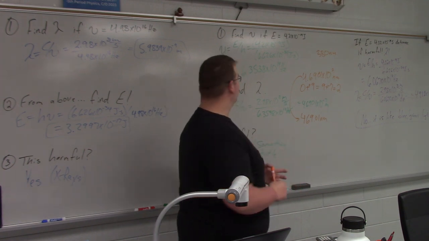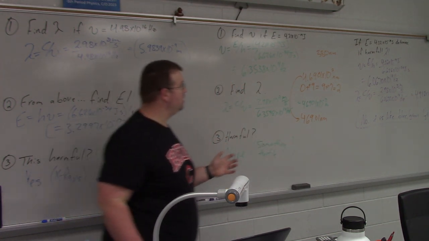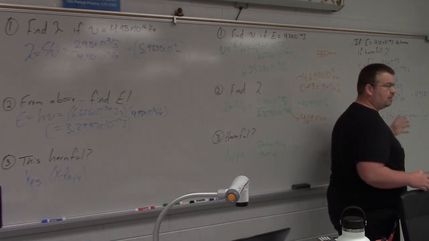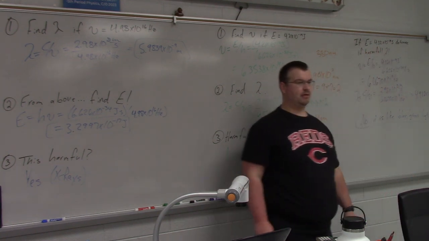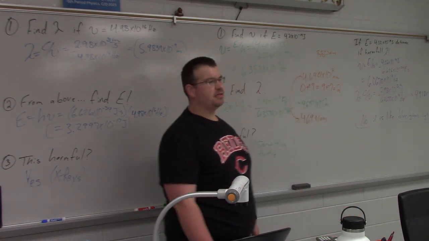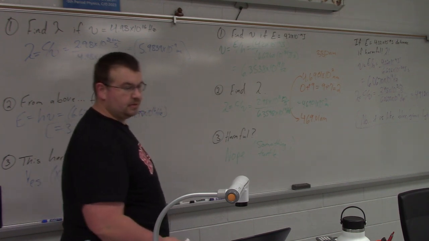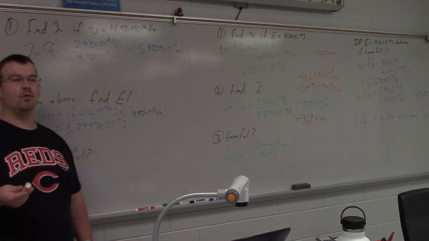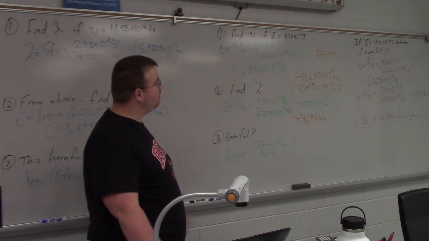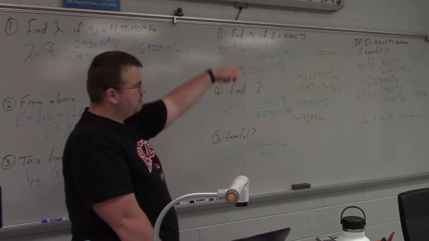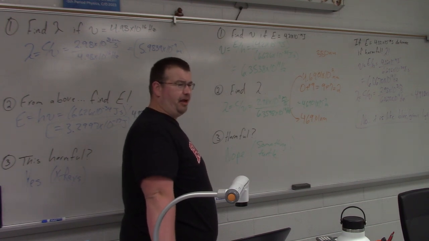The reason I did this to you is these two problems broke out all the steps. This problem does not. If you have energy, determine if it's harmful. What do we use to determine if something is harmful or not? You're going to use the electromagnetic spectrum. What value are you going to look at on the electromagnetic spectrum? Wavelength. So we have to solve to find the wavelength. That's why you see lambda up there. That's my little note: find lambda, Kevin.